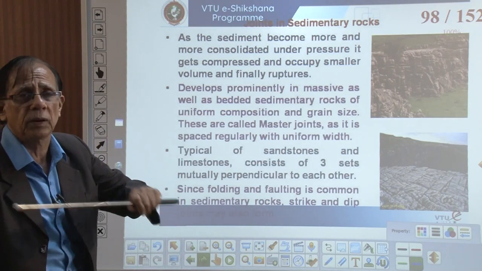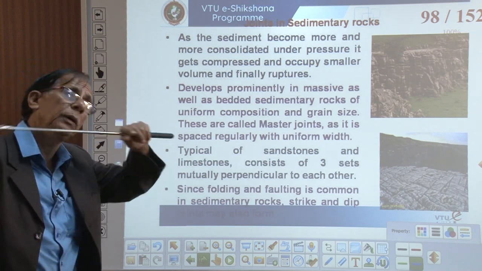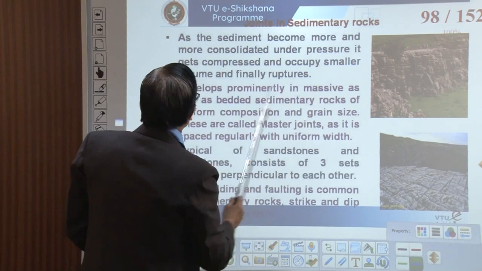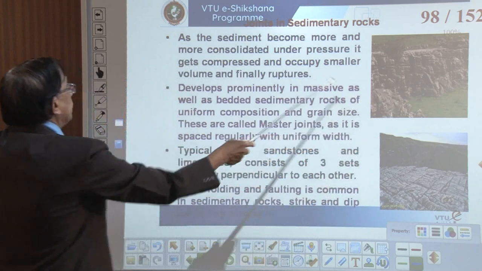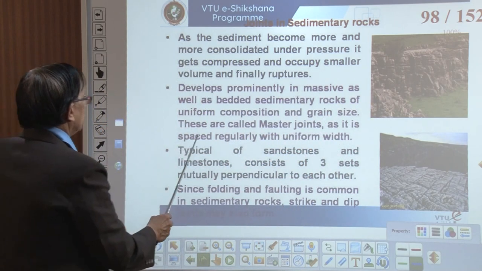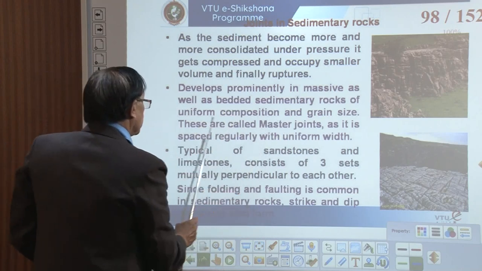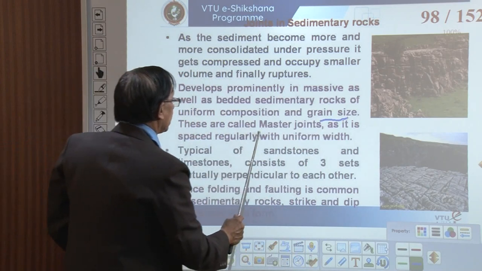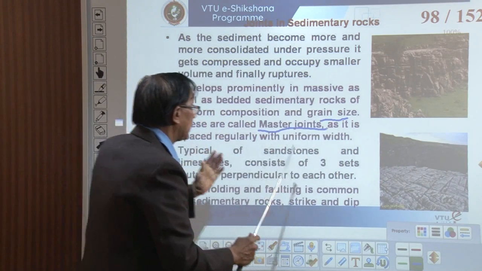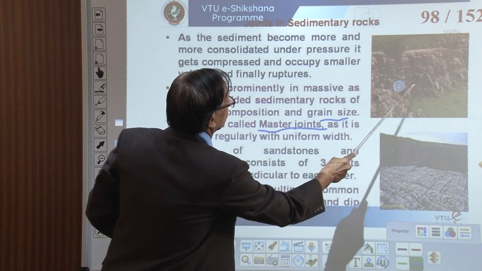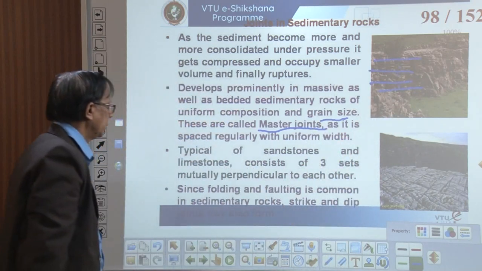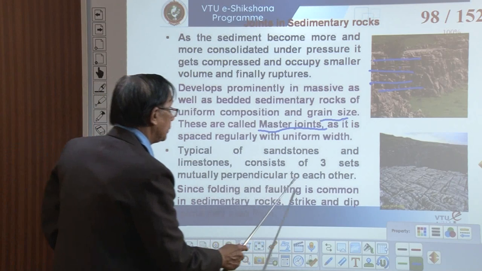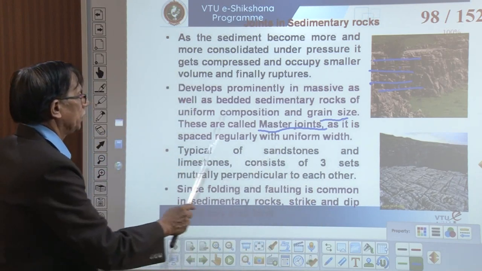If you do not press it further and then release the pressure, it can develop a joint. Both can happen. Joints develop prominently in massive as well as bedded sedimentary rock. This is a bedded sedimentary rock. Those rocks which have more or less uniform grain size have what are called master joints, as they are spaced regularly in sedimentary rock. They are regular.